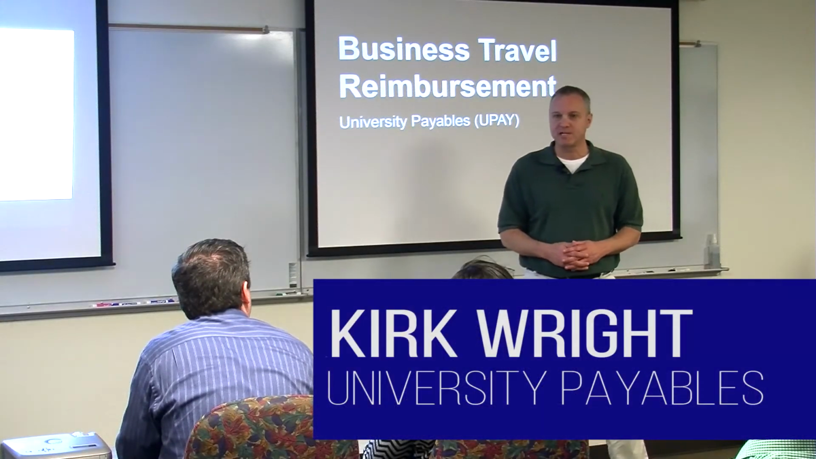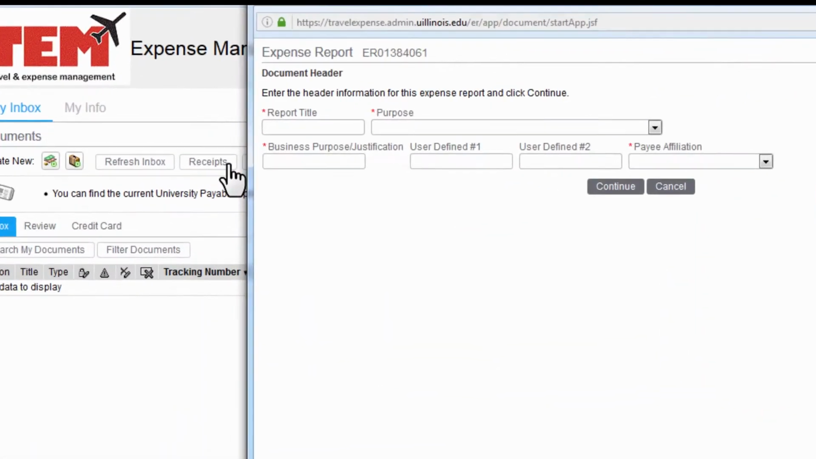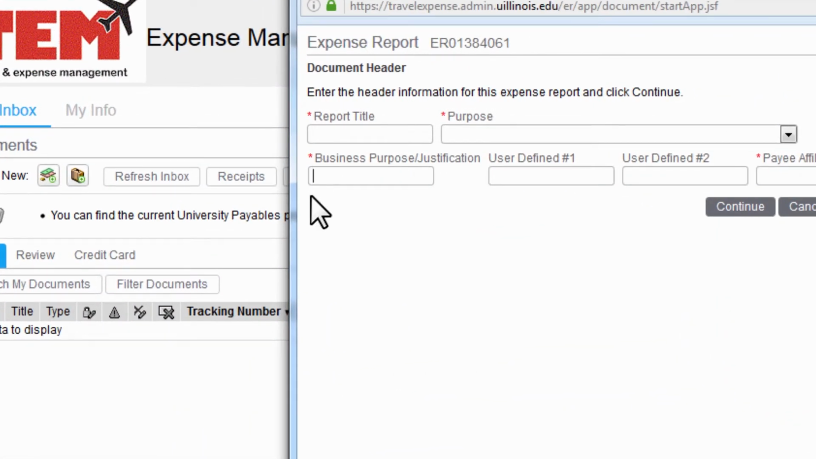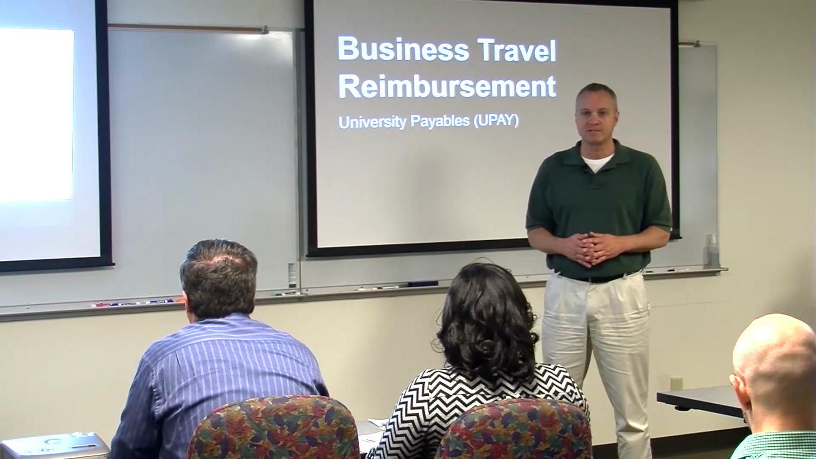I work for University Payables, and we're going to talk about your business purpose. In the early stages of entering your travel expense report into TEM, you will come to the field for putting in your business purpose. Why is Payables always asking for more details in your business purpose?